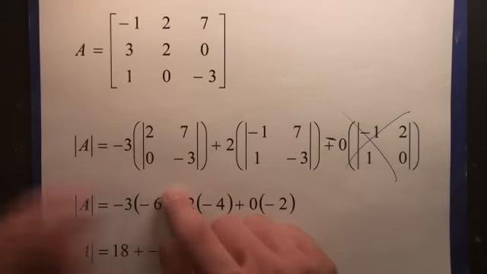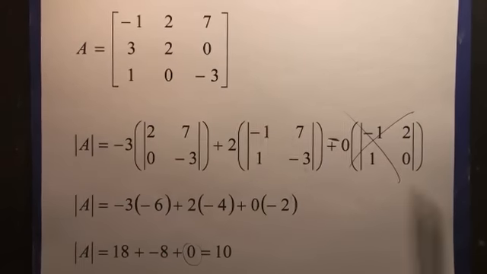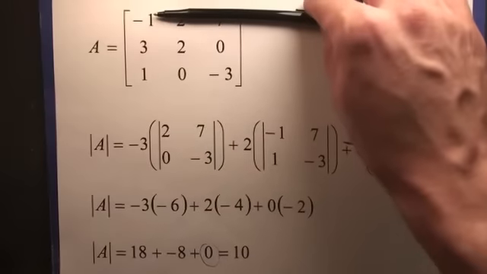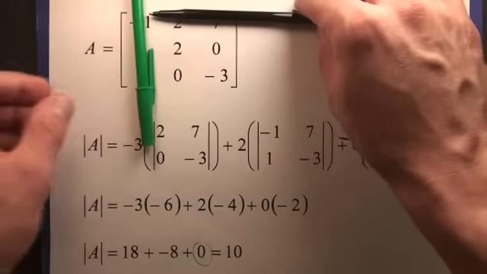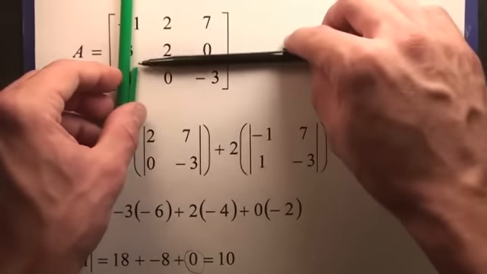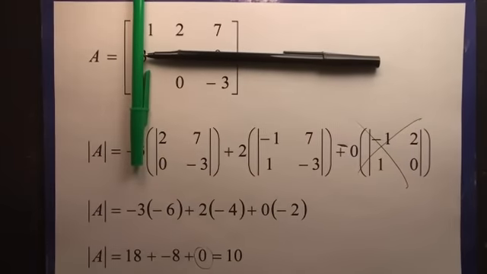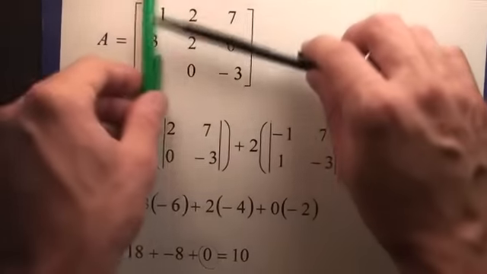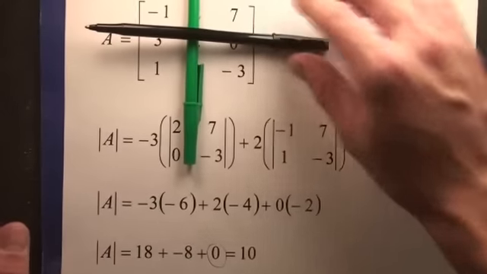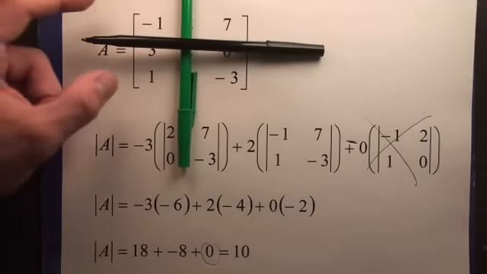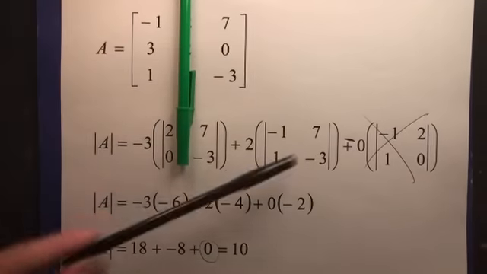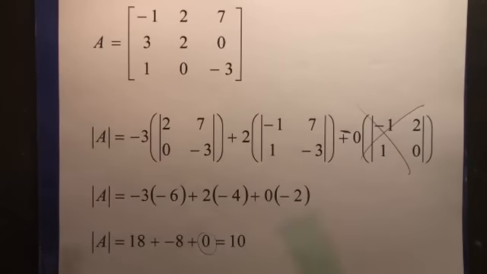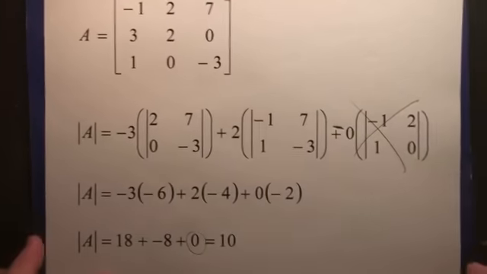So negative 3 times, and again, you just cover this up. Cover up the 3. So 2, 7, 0, negative 3. Bam. Cover up the 2. Cover up the middle. There's your negative 1, 7, and 1, negative 3. Bam. You just do those two, because this one's a 0. Don't even need to put this in here. You get 10. So this is how you would do a 3x3 determinant.